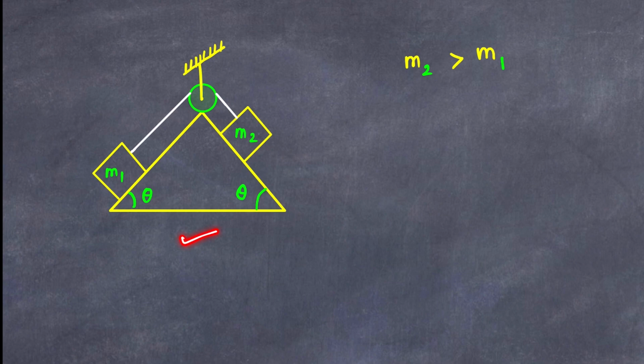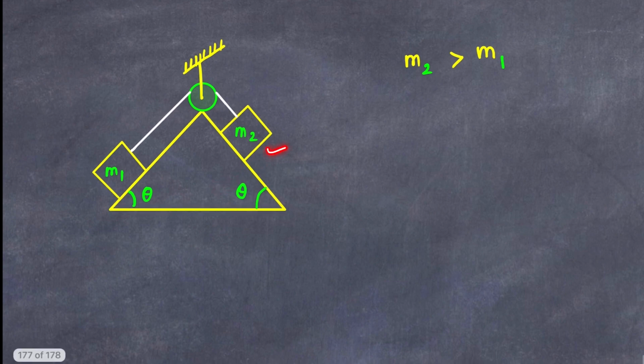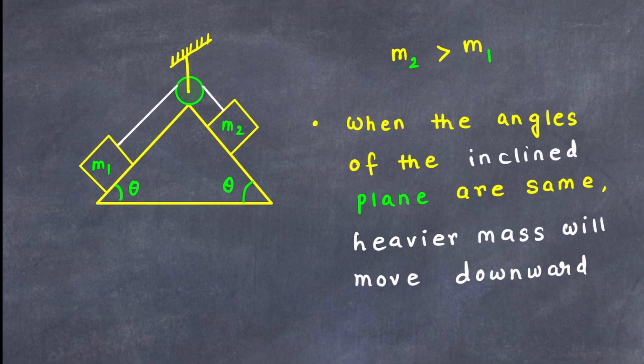Here we have an inclined plane and the angles of the inclined plane are the same, right? So this angle is theta, and this angle is theta, and we have two masses, one of mass m2 and the other of mass m1, which are connected by a single string. The concept is that when the angles of the inclined plane are the same, this angle is equal to this angle, so the angles of the inclined plane are the same.